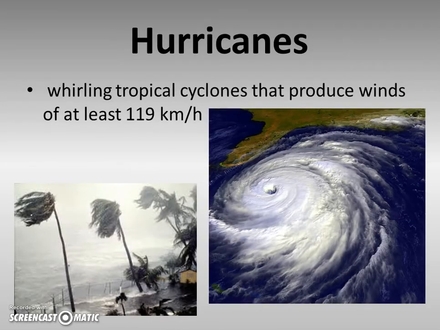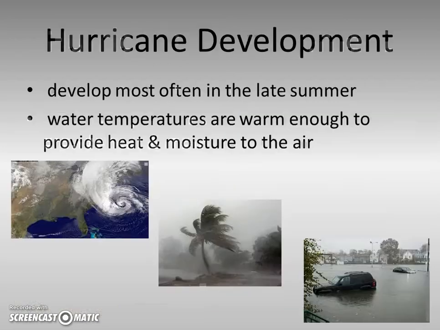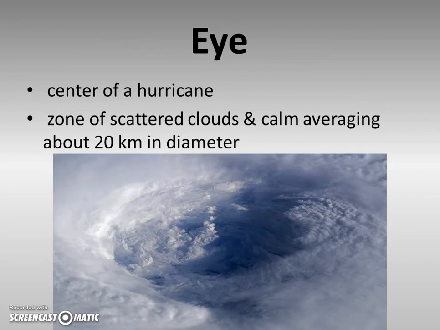All right, moving on to the third type, hurricanes. So these are whirling tropical cyclones. So it's a cyclone similar to a tornado, but these form over open water. Okay, so it needs that moisture. It needs all of that water that it can pull from the oceans to form. And winds on these are at least 119 kilometers per hour. So these develop often in the very late summer. The temperatures in the water are very warm. It's warm enough to provide both heat and moisture to the air for hurricanes to form.